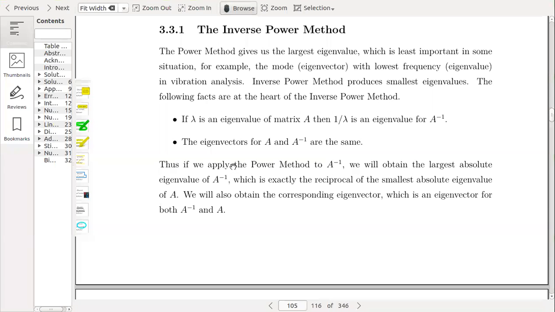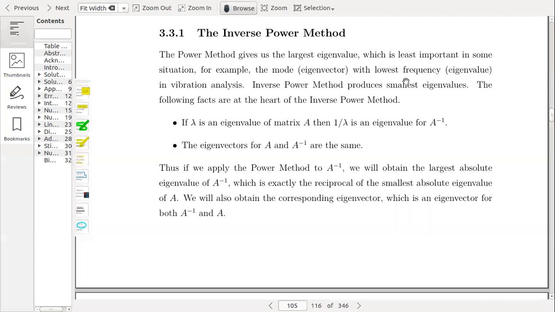Okay, so in this lecture, we will study the inverse power method. The power method gives us the largest eigenvalue, which is least important in some situations. For example, the mode eigenvector with lowest frequency eigenvalue in vibration analysis. Inverse power method produces smallest eigenvalues. The following facts are the heart of the inverse power method.